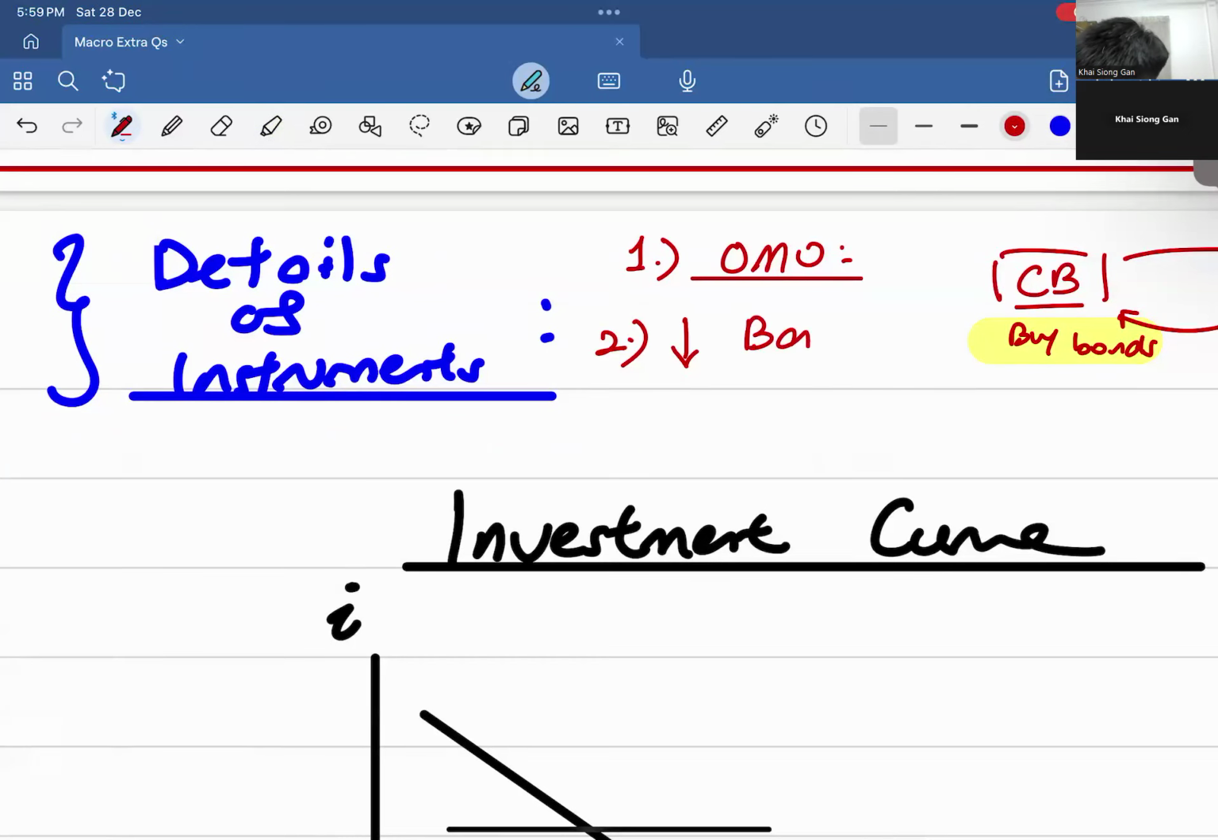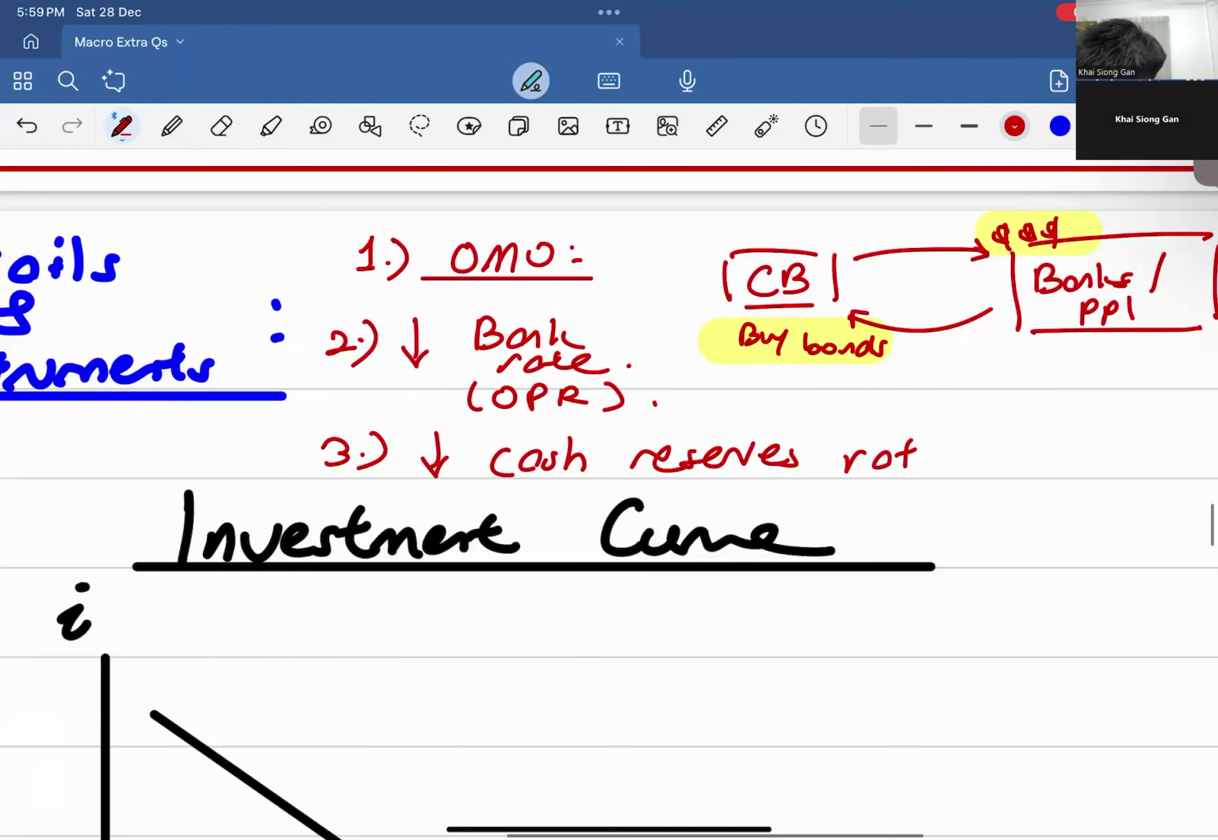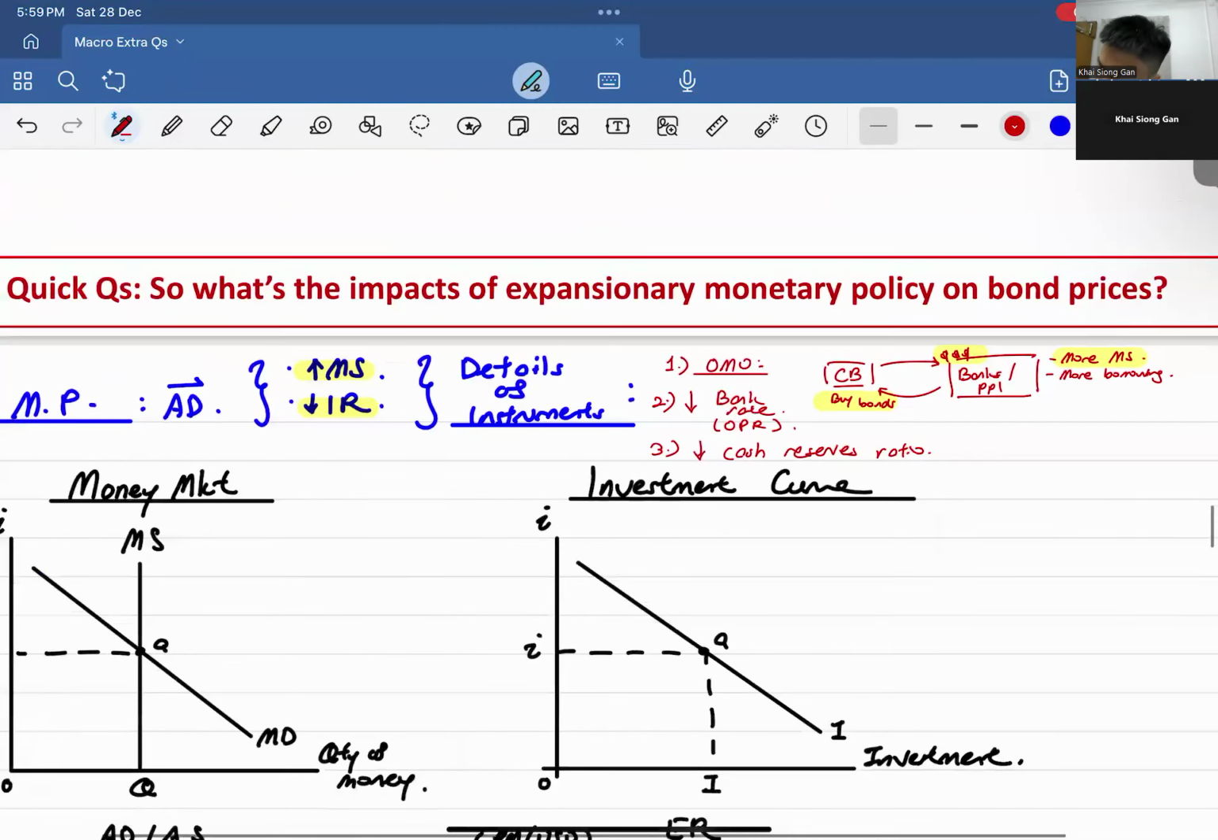Second instrument, reduce the bank rate. Bank rate is also what we call OPR, overnight policy rate. And the third one is to reduce the cash reserve ratio. Every time a person saves money in the banks, a smaller portion of it is kept as a reserve, so banks can loan out more money to the people. So less money is kept as a reserve by the bank, so they can loan out more money. Therefore these are the 3 instruments.